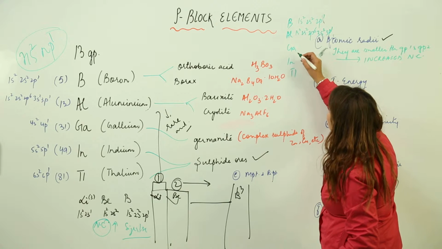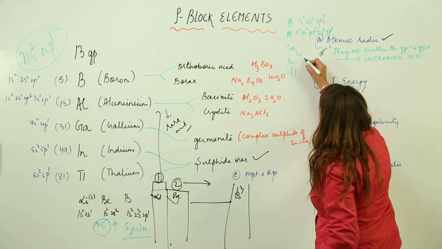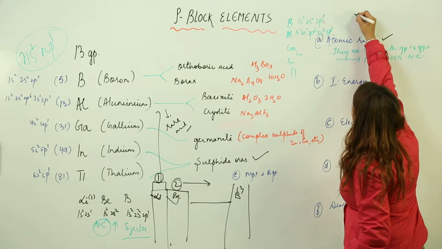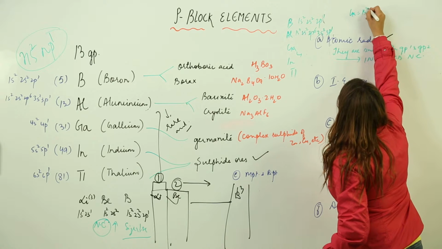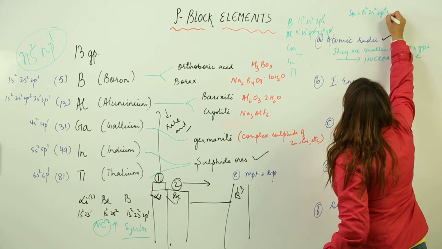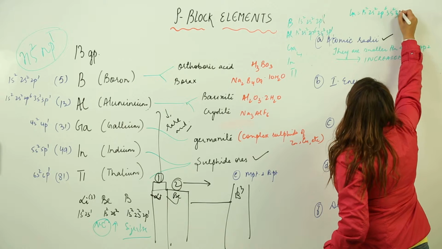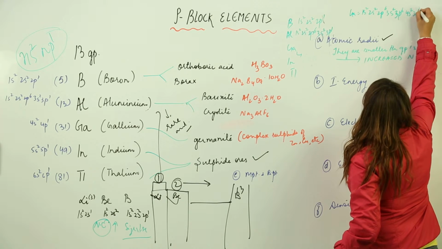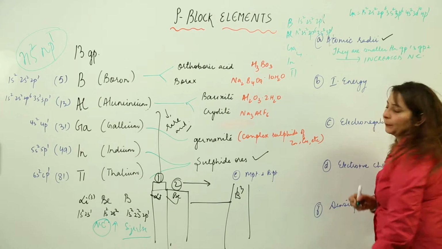And similarly, for gallium, it is going to be 1s2, 2s2, 2p6, 3s2, 3p6, 4s2, 3d10 and then 4p1, right.